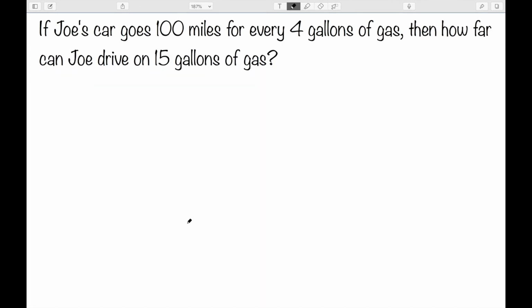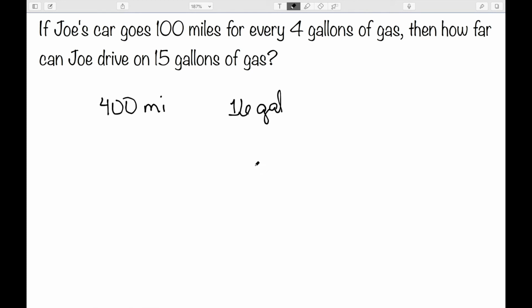Changing it up a little bit, if Joe's car goes 100 miles every 4 gallons of gas, then how far can Joe drive on 15 gallons of gas? We could draw our double number line and fill in some of the missing tick marks between 12 and 16 to get 15. However, I want to look at this a different way.